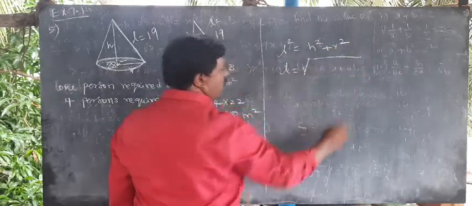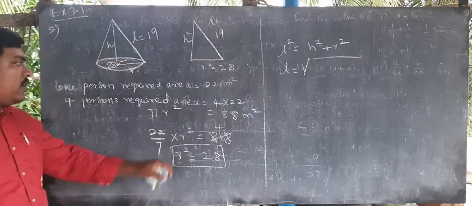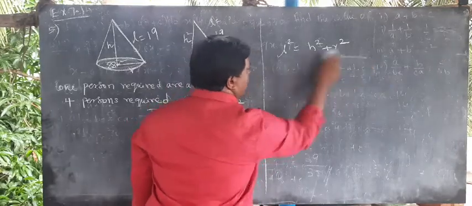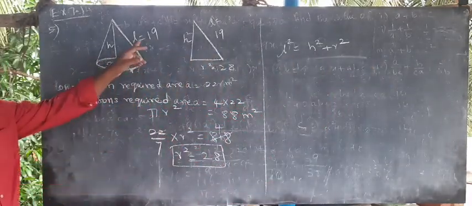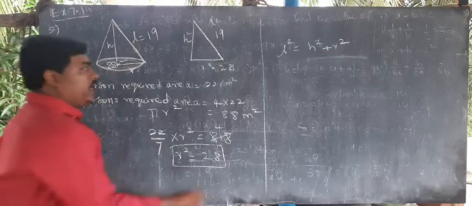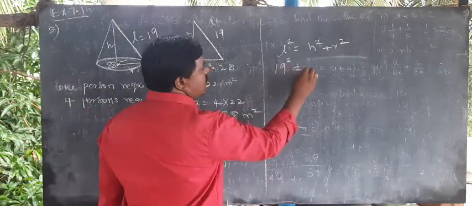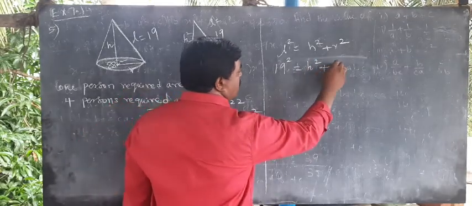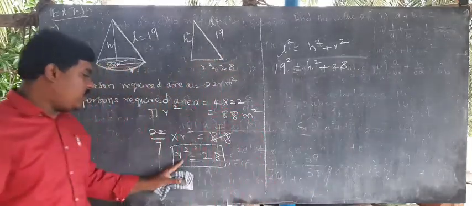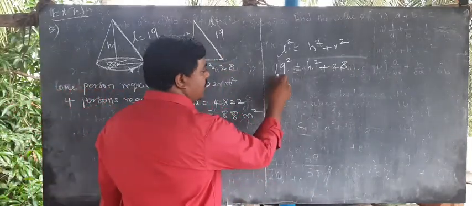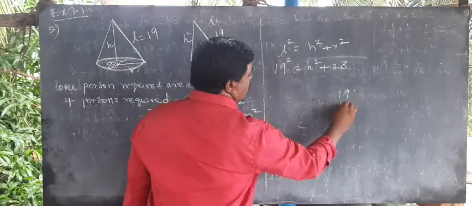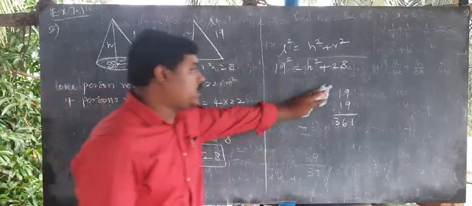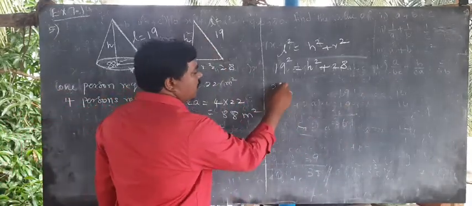So L square equals H square plus R square. Wait, L square we are having only. So L equals 19, L square equals 19 square. This equals H square, we don't know, we need to find, plus R square, 28. So 19 square is what? 19 into 19, 361. 19 square is 361.